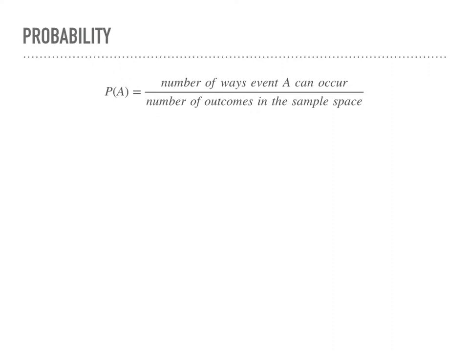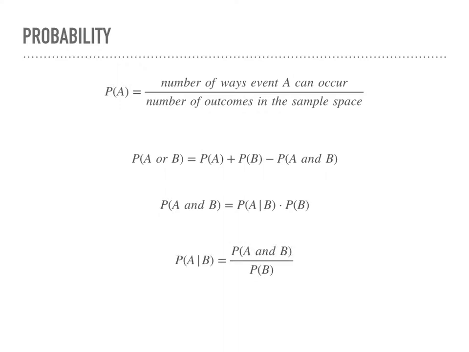A few other formulas that could be helpful to you. If you're looking for the probability of event A or B, that would be equal to the probability of event A plus the probability of event B minus the probability of event A and B occurring at the same time. The probability of A and B is equal to the probability of A given B occurred times the probability of B. This is sometimes rewritten solving for the probability of A given B. So we see that the probability of A given B equals the probability of A and B divided by the probability of B.